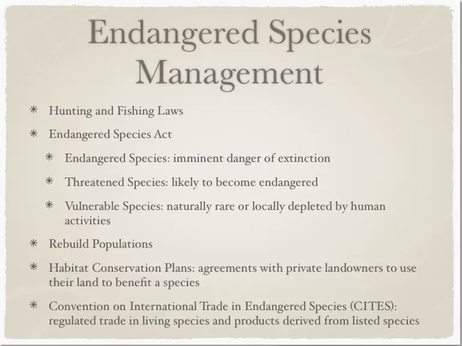These are agreements with private landowners to use their land to help benefit a species that may be endangered, threatened, or vulnerable. Another law that we've seen put in place is the Convention on International Trade in Endangered Species. This regulates the trade of living species and products that are listed under endangered species.